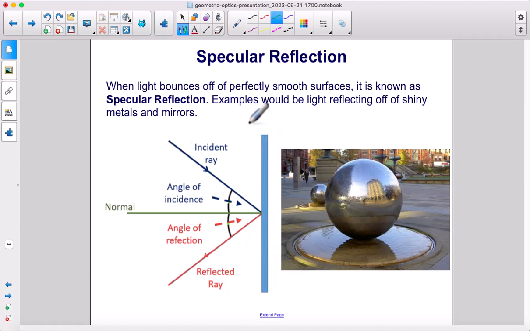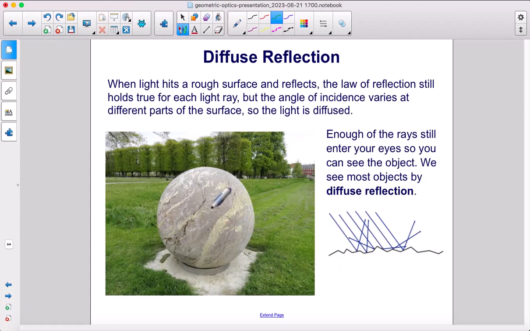When light hits a rough surface and reflects, the law of reflection still holds true for each light ray, but the angle of incidence varies at different parts of the surface, shown here. So the light is diffused. Enough of the rays still enter your eyes so you can see the object. We see most objects by diffuse reflection. Most objects are not perfect mirrors.